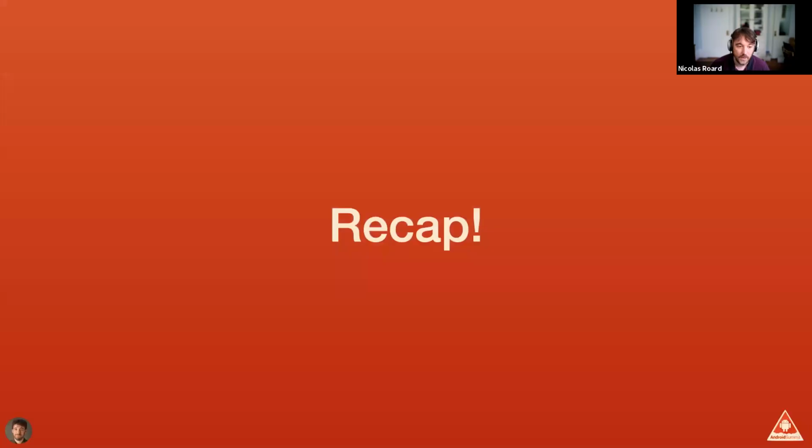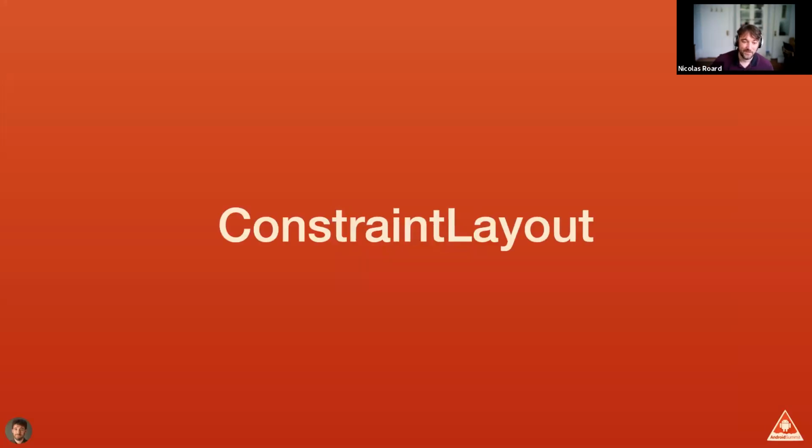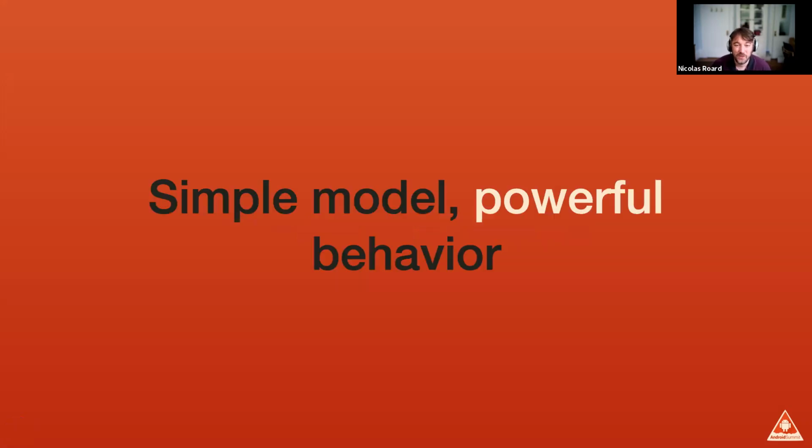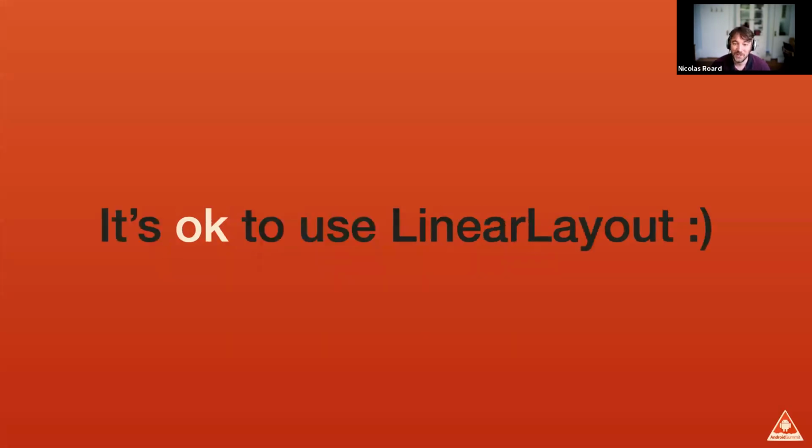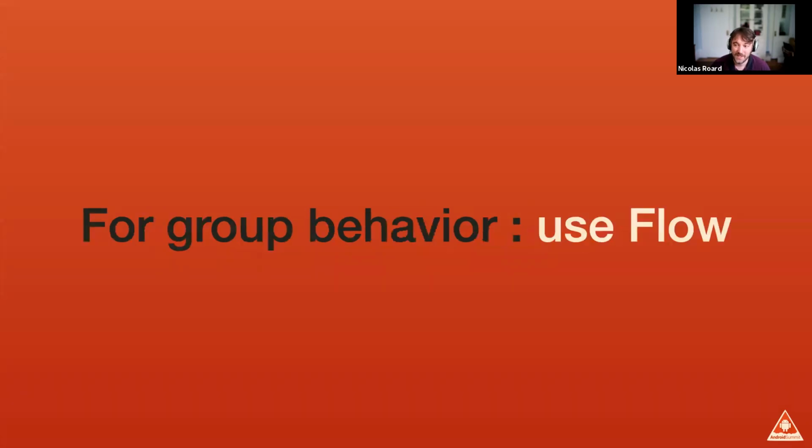Next. So to recap. For constraint layout, essentially, next. We want to keep a relatively simple model, but a model that also allows a large expression space, right? It's very powerful. We also want to have really strong design tool integration, and we will continue to iterate on that as well. It's okay to use linear layout if you want to use linear layout, that's fine. The idea for constraint layout is to help you, right? So when it makes sense and when you find the capabilities interesting, do use it. But in a very simple case, it's okay to use a linear layout.